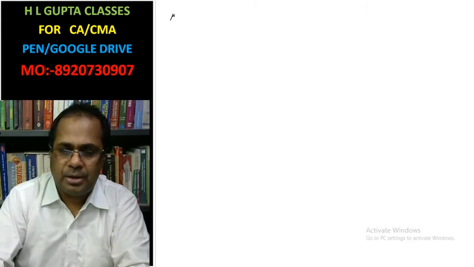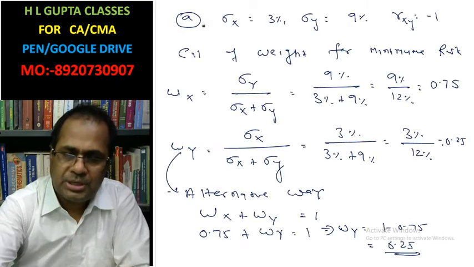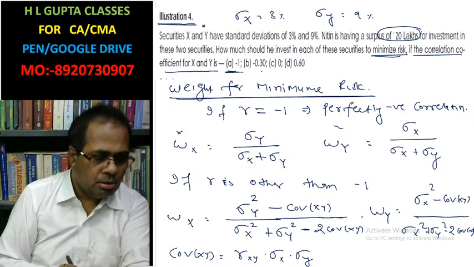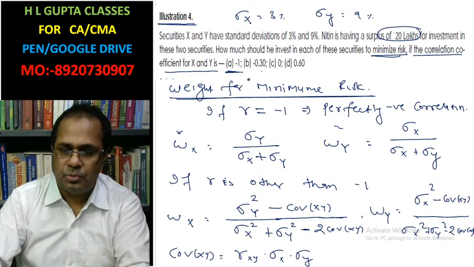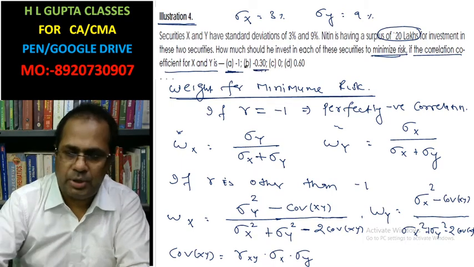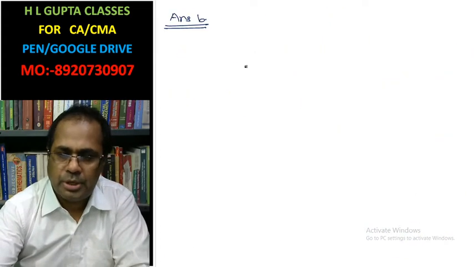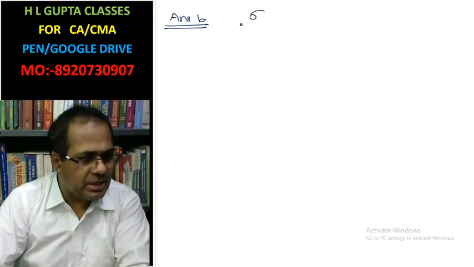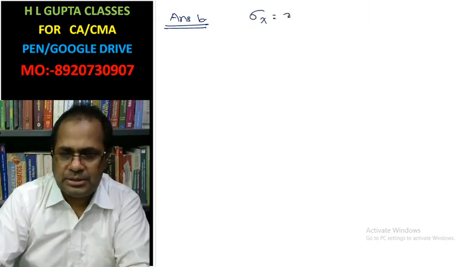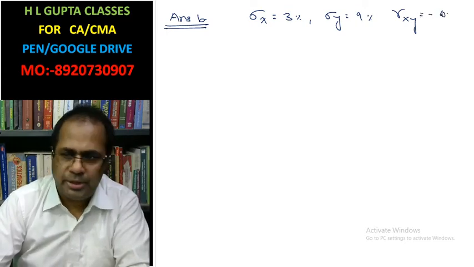In the second case, the answer of part B. What is given in this case? The coefficient of correlation is minus 0.30. The standard deviation of X is 3%, the standard deviation of Y is 9%, and the coefficient of correlation XY is minus 0.30.